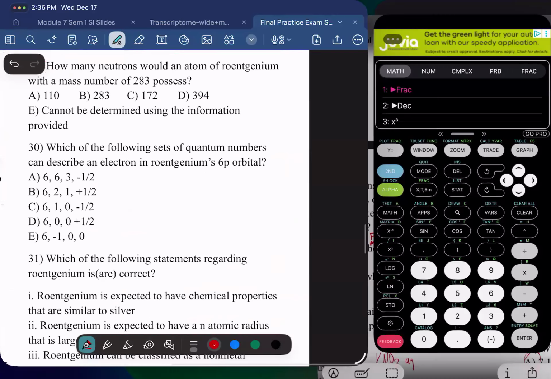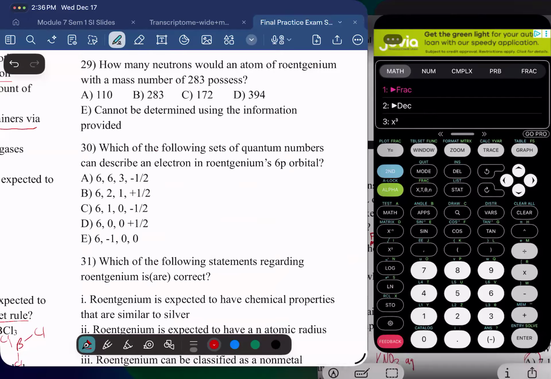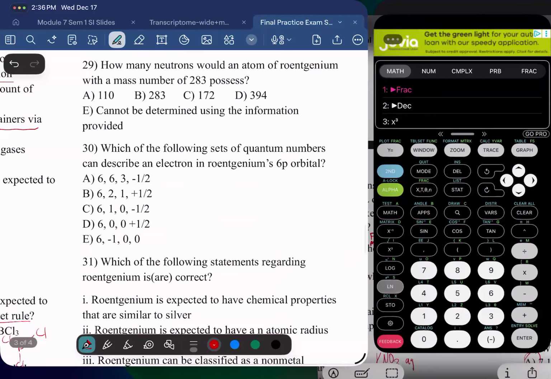All right. Quantum numbers. I don't really need to know whatever that element's name is, right? I know it's 6p, right? So 6p has to have n equals 6, right? That's what 6 represents. And a p orbital has to be L equals 1, all right? That's something that we should be familiar with, right?